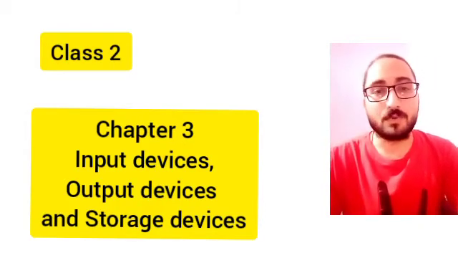Today I'm going to start a new chapter, Chapter 3, Input and Output Devices. In this chapter we will discuss different types of devices, with different examples of input devices, output devices and storage devices. I think you all know input devices, which help us give instructions to a computer, like keyboard and mouse, microphone, a scanner. These are examples of input devices.